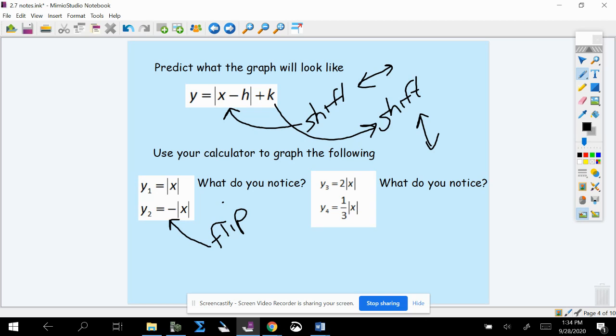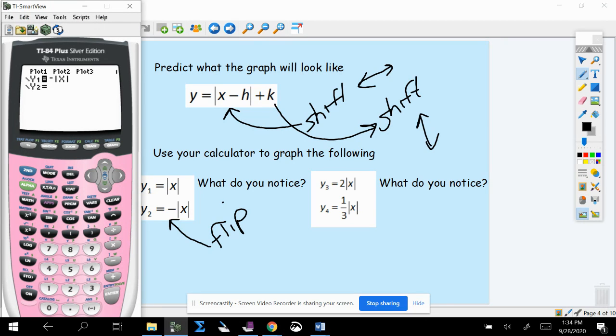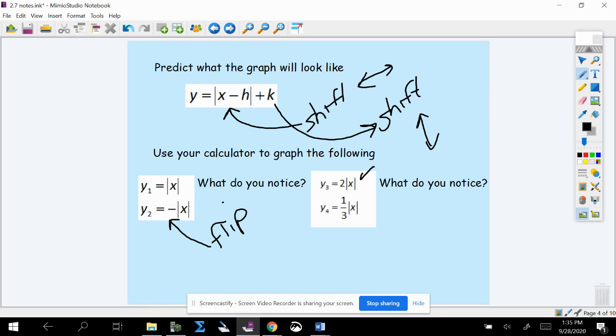Finally, the last thing we can do with this absolute value graph, let me show you one more change. Go back to y equals, get rid of that. If I put a 2 in front of my absolute value, so I put a 2, go over to absolute value of x, here's what this does. It takes that V and makes it narrow. It actually stretches it out. We say that this is a stretch. It makes it narrow.